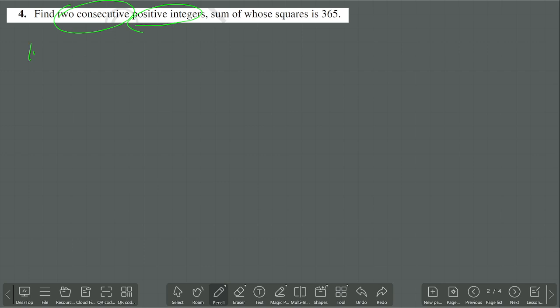We have seen already such questions. So let x, x plus 1 be the two consecutive positive integers. Positive integers, right? And what they are telling: sum of whose squares is 365. We have to sum as well as square. Whose square, in the sense, first you square, then you add. After adding, don't use square. Understand? That is different.